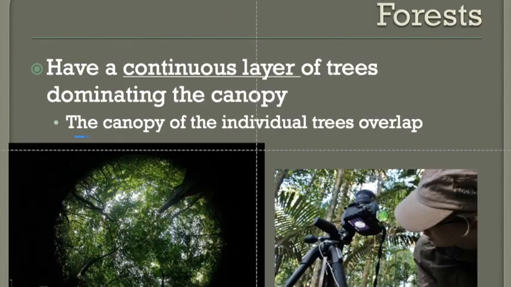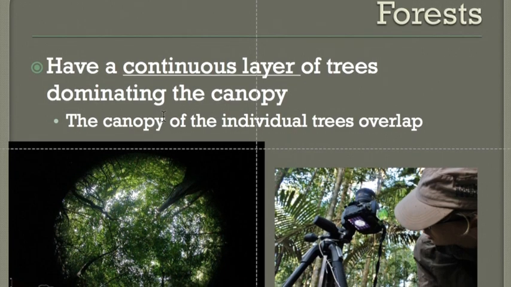So let's get into the different biomes real quick and give some definitions here. So let's talk about forests first. Forests are biomes that are dominated by trees, but those trees have what we call a continuous canopy layer, all right?